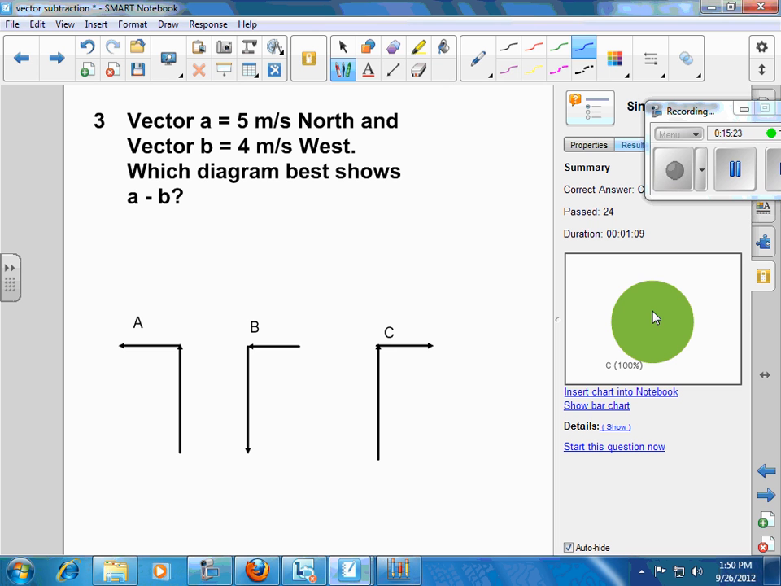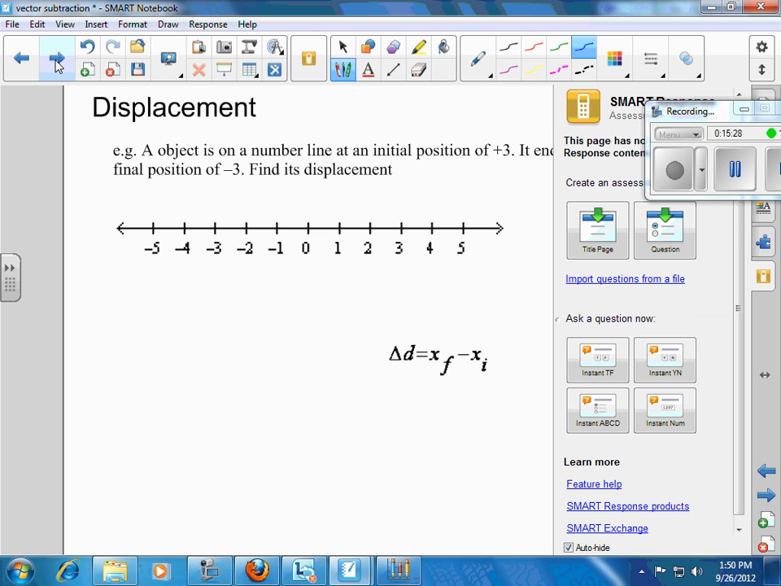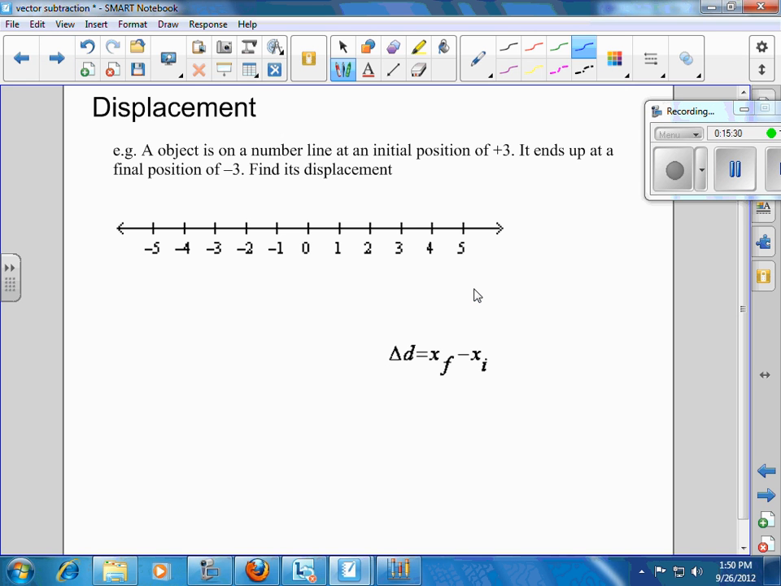100%. All right. Okay. So now let's take that a little bit farther and let's talk about displacement. Displacement is a good example of a vector subtraction. It's the easiest one. It's the only one you're going to see, I think. You don't need to write this down. I just need to build up some basic knowledge. Kish has already got the answer. Here's a perfect example where the answer doesn't matter. An object is on a number line at an initial position of +3. It ends up at a final position of -3.